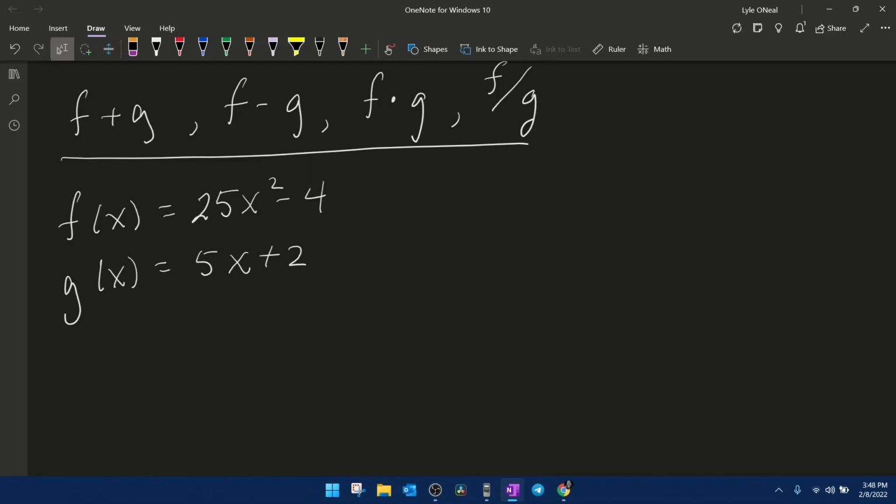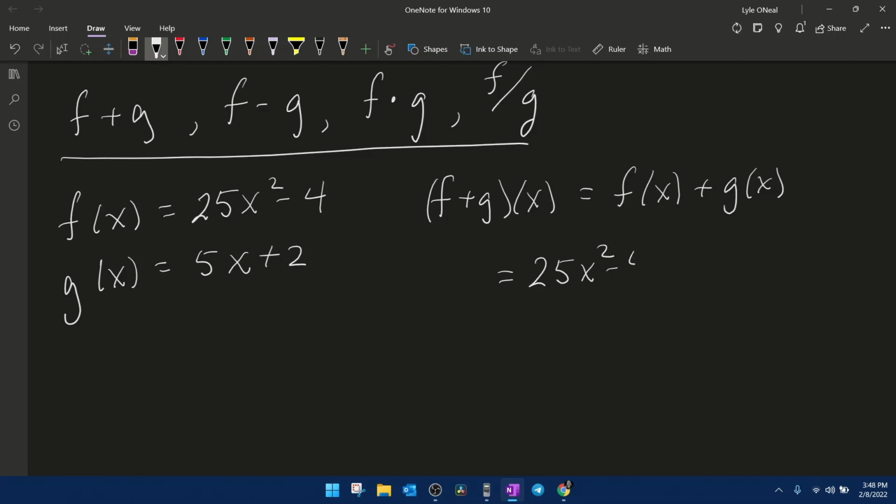We've got a quadratic and a linear function, and we're first going to illustrate f plus g, which can also be written as f plus g of x, which means to take f of x and add it to g of x. So we're going to recopy f of x, 25x squared minus 4, and simply add it to g of x. And all you need to do to add functions is combine like terms in this case.